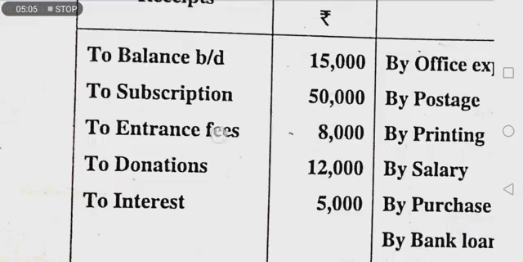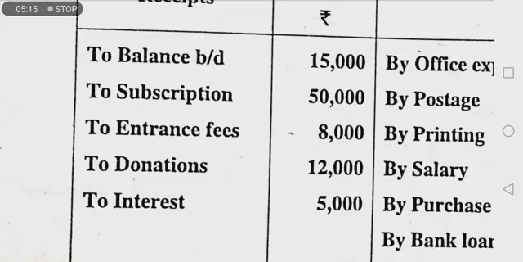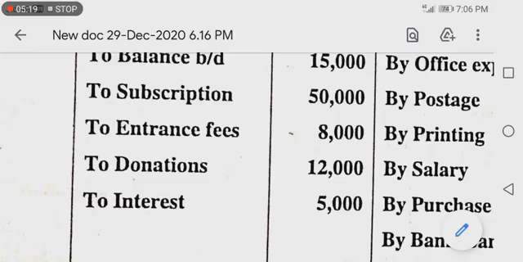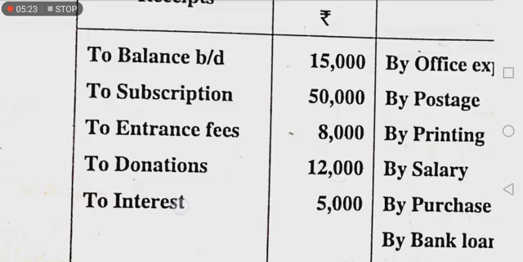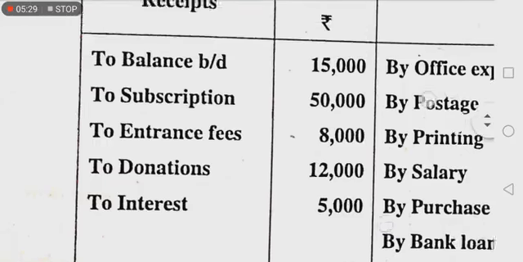And entrance fees is also a kind of income received from the members at the time of admission, that is entrance fees 8,000. And donation, it is a gift collected from the public, 12,000. And interest is the amount received on the investment made by the organization, that is 5,000.